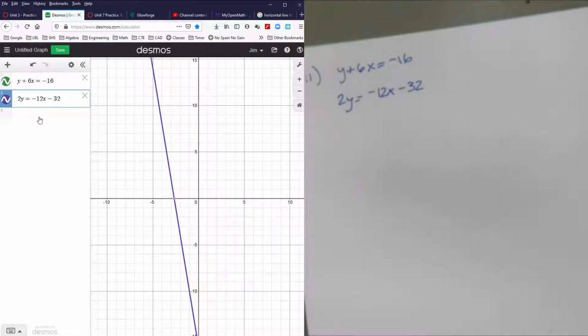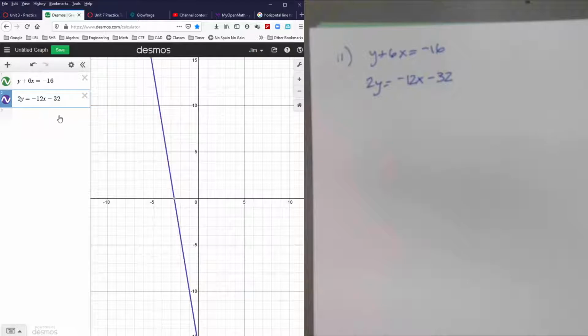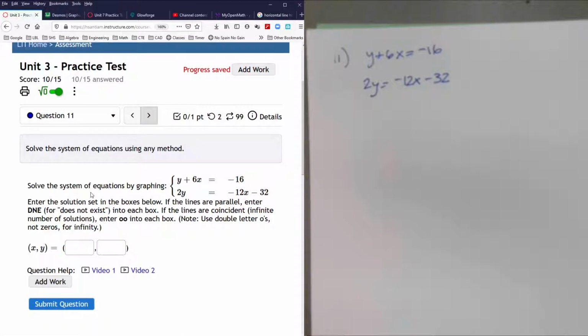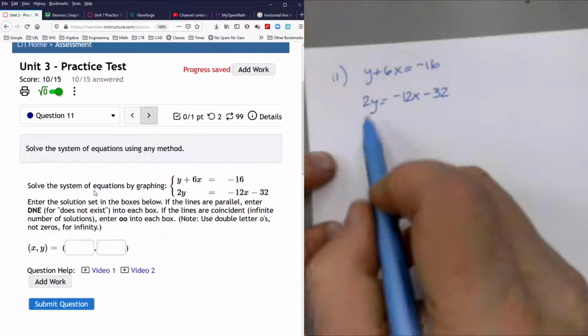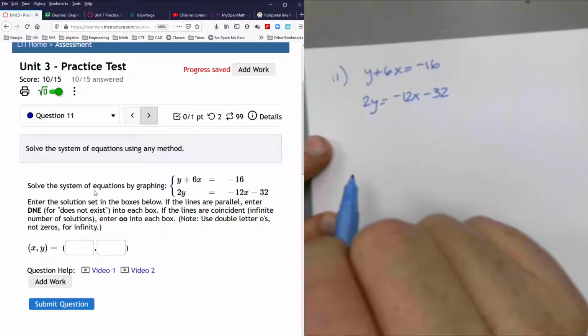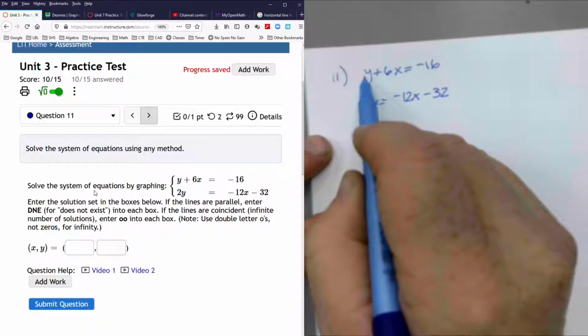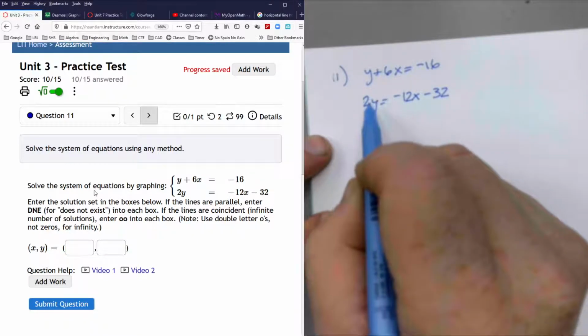You could rearrange those equations and show that they're actually the same, that they're equivalent equations. All right. So that's probably the easiest way to do that. There is another way you can do that, and that is using either elimination or substitution. And so I'm going to do that real quick just to show you how that works out. So let's say I used substitution here.